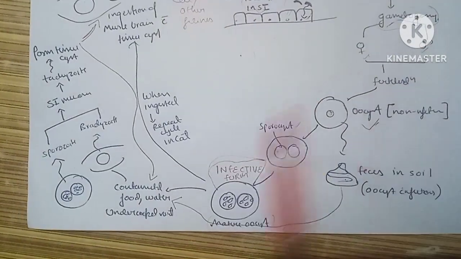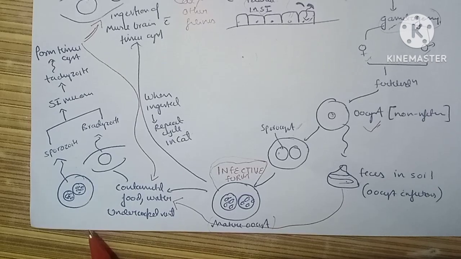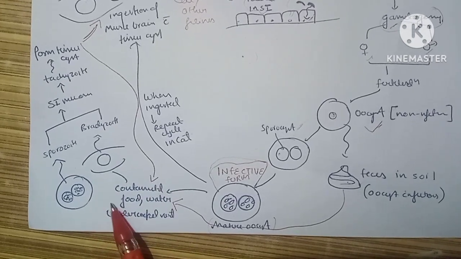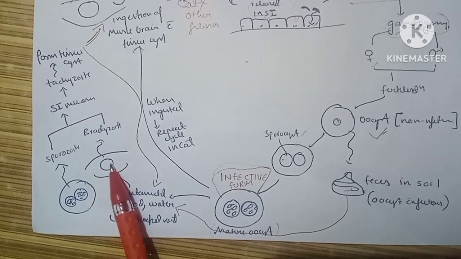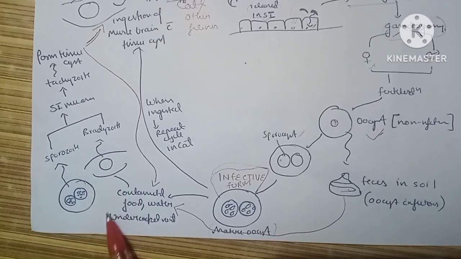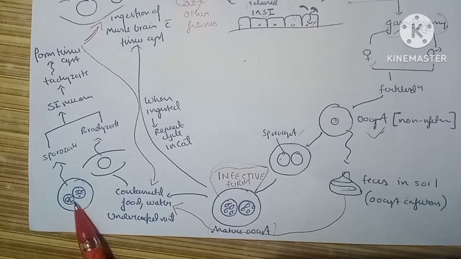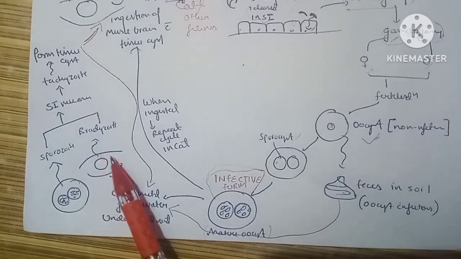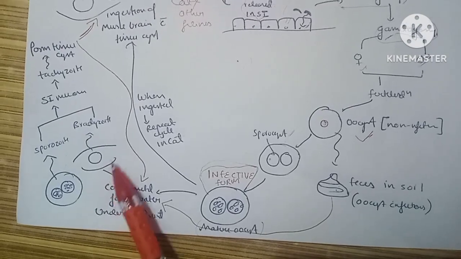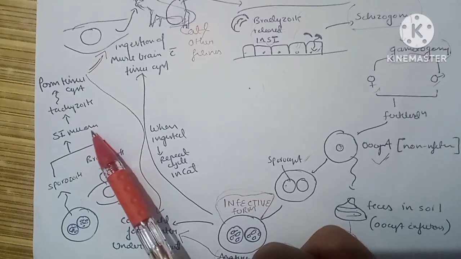Now is the entry of man. So here is our man who is standing here and is consuming some contaminated food and water or undercooked meat. Through undercooked meat he is getting tissue cyst, and through contaminated food and water he is getting an infective form, that is the matured oocyst. The matured oocyst is going to release sporozoites, and bradyzoites are going to be released by the tissue cyst, and this is going to happen in the small intestinal mucosa.